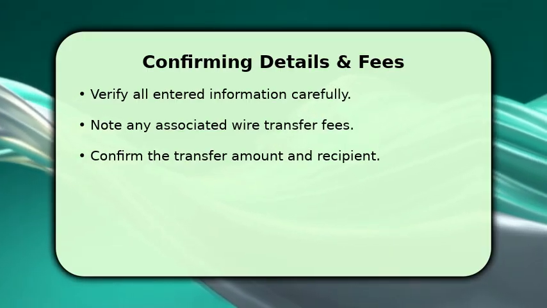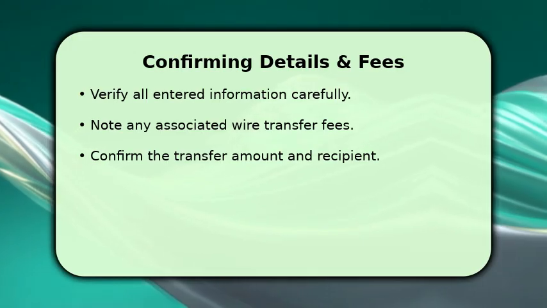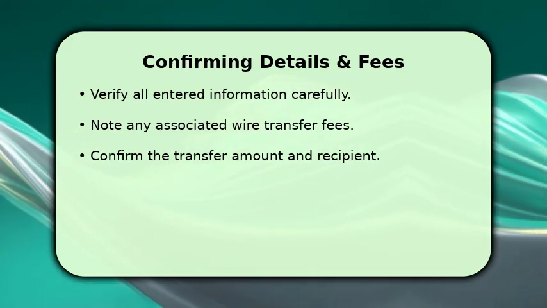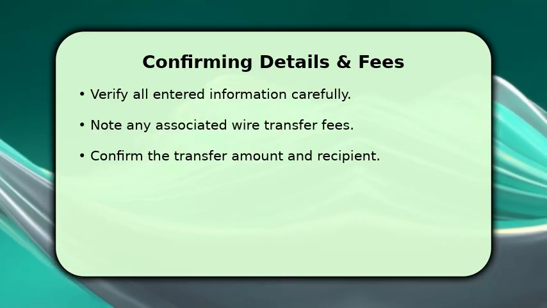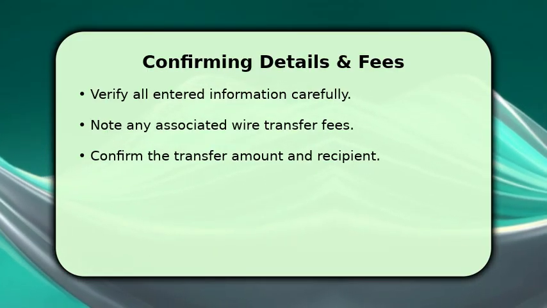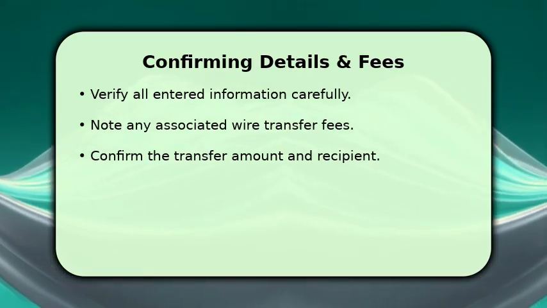Be aware that banks typically charge a fee for outgoing wire transfers, often around $25 to $30. Coinbase itself does not charge for incoming wires, but your bank will. Confirm the total amount, including any fees, before submitting your request.